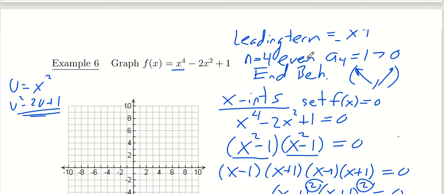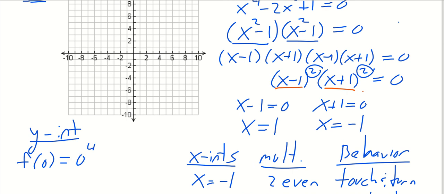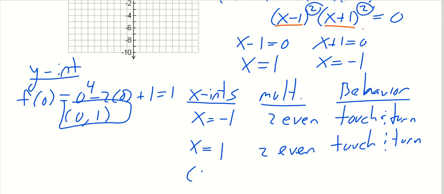We can now go ahead and find the y-intercept. To find the y-intercept, it's an evaluation. We do f of 0. This is 0 to the fourth minus 2 times 0 squared plus 1, which should be equal to 1. So we have the ordered pair (0, 1) on the graph. Coming back over here, we could have even stated this here, but our x-intercepts were the ordered pairs (negative 1, 0) and (positive 1, 0).